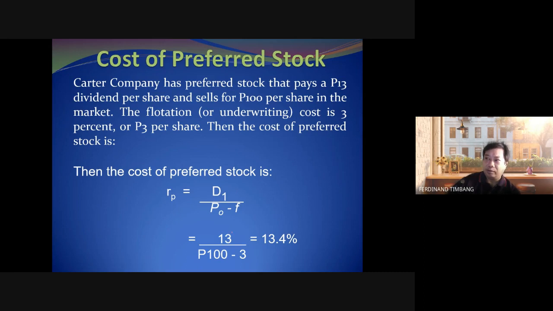So we have the D1. The D1 is the dividend, no? Ito yung dividend natin, which is 13 pesos. And then the price of the preferred stock is 100. And then we have 3 pesos as the flotation cost. Diba? Okay, so 13 over 100 minus 3. So the cost of preferred stock is 13.4%.